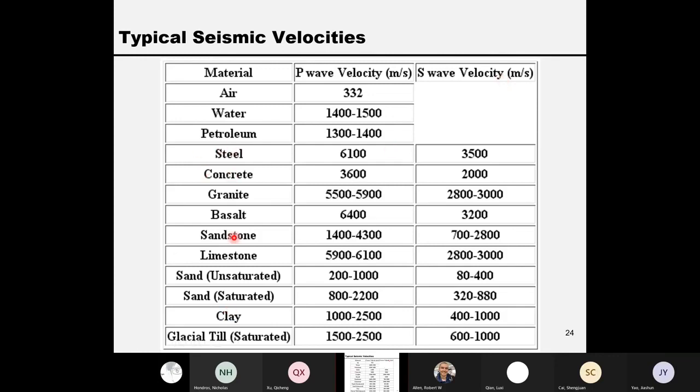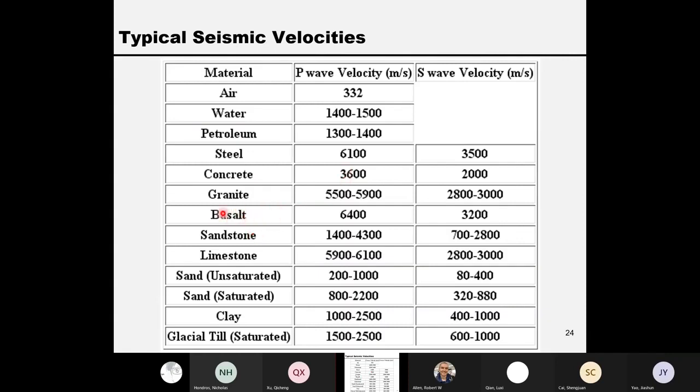For harder materials like steel, you have a high velocity. For the concrete compared to the steel, it's not as hard as the steel, right? So the velocity is different, lower. So the velocity depends on hardness. In rock physics, the hardness is represented by the stiffness matrix, right?